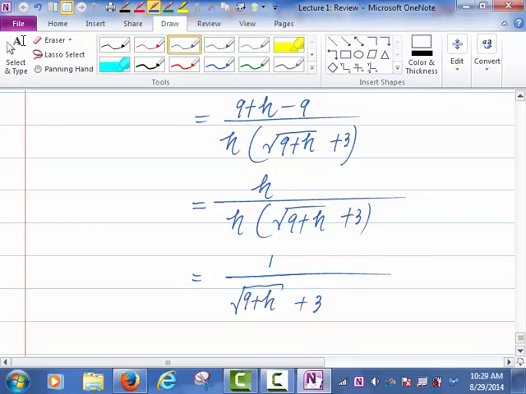The rationalizing trick, you're going to use it many times in the course. Whenever you have a problem involving roots like this, if you cannot think of anything else, apply the rationalizing trick. See if anything good happens, okay?